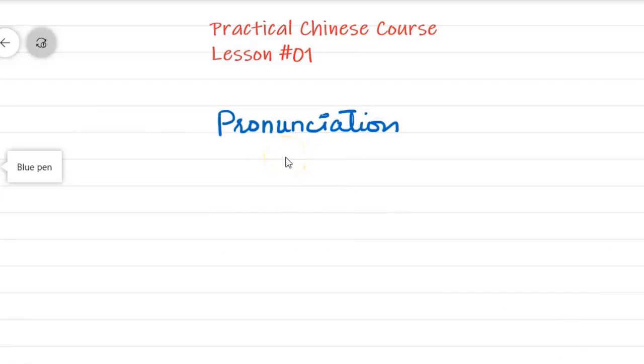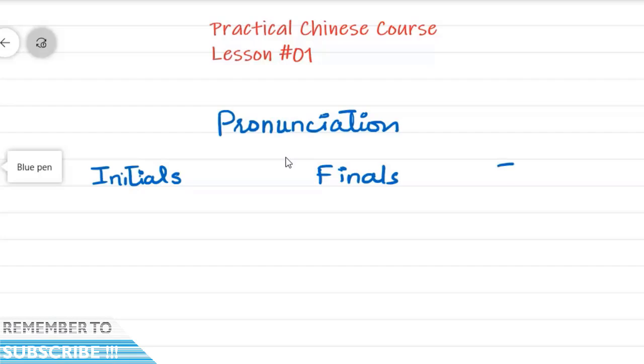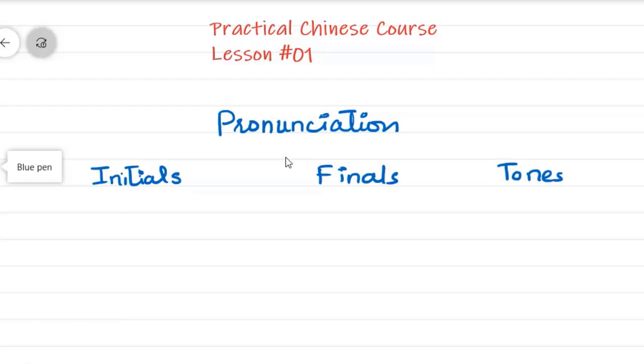For pronunciation, you must know that we have three parts in the Chinese language. One is initial, the second is final, and the third is tone. In the Chinese language, one syllable is made from initial, final, and tone. These three components are necessary for making one syllable. In Chinese, there are 21 initials, 6 finals, and 4 tones.